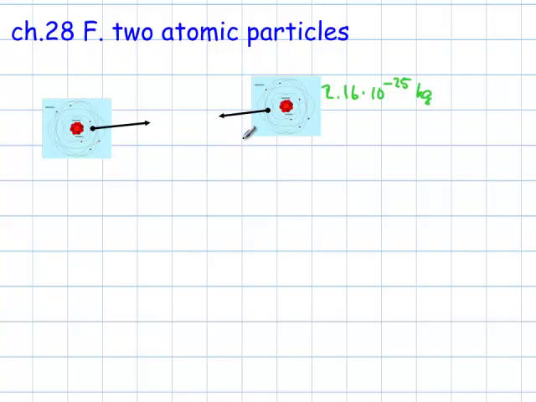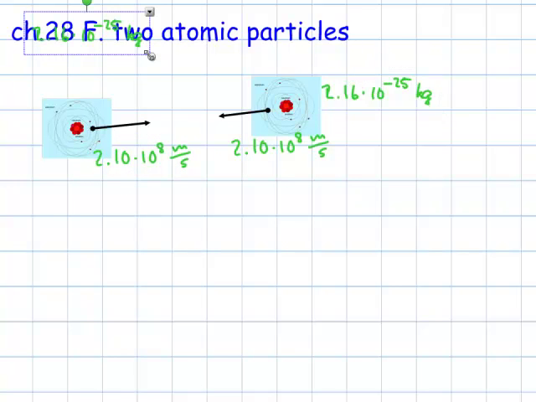And then it says they both have a speed measured from the laboratory frame of reference of 2.10 times 10 to the 8 meters per second, and if you compare that to the speed of light, that's 0.7 times the speed of light, 70% of it. Of course the other one approaches with the same speed, so I can copy that and put it right there.